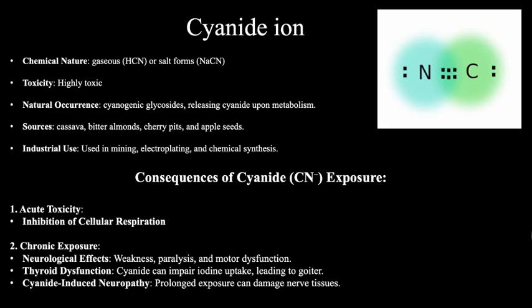First of all, let me introduce you to what cyanide is. Cyanide ion, or CN-, consists of C and N. In nature, it can be found in gas form as HCN, or hydrogen cyanide, or in salt form, for example sodium cyanide, NaCN. It has high toxicity to human cellular respiration.